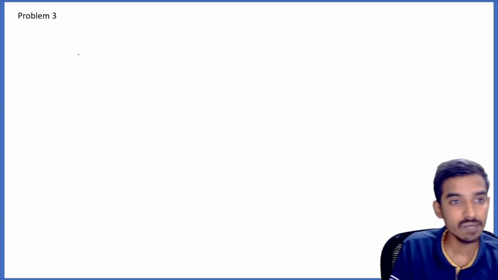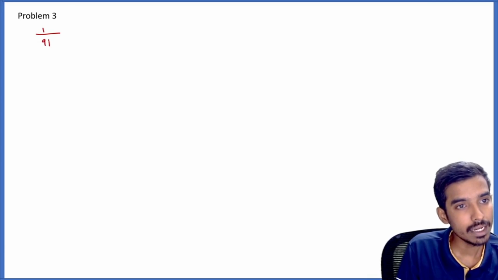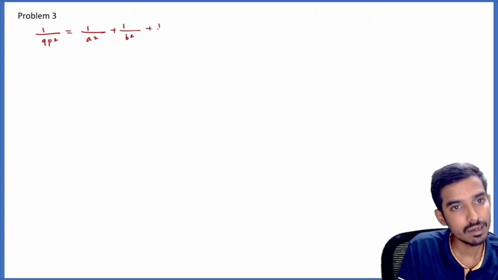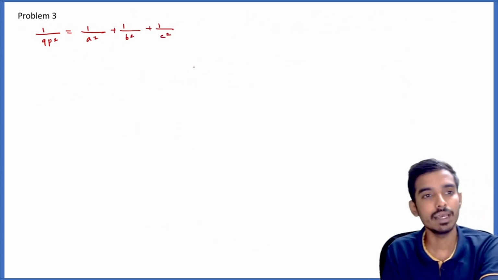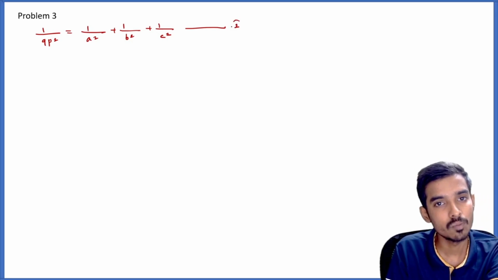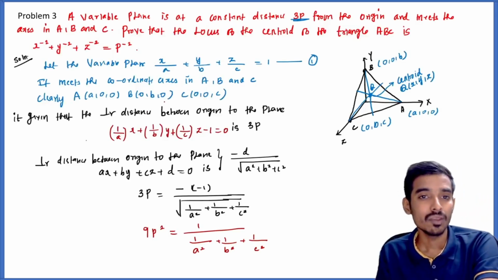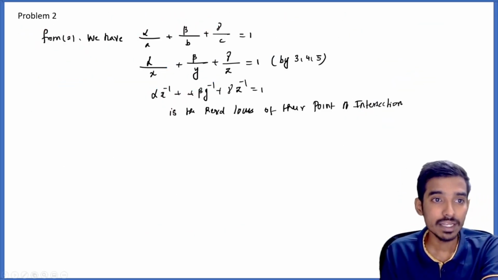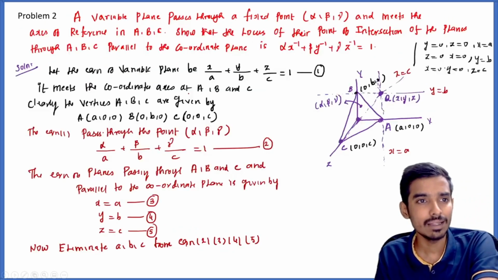So if we reciprocate, we have 1 by 9p square is equal to 1 by a square plus 1 by b square plus 1 by c square, right? Call this equation number 2. Now you can see you can compare and study all the problems.